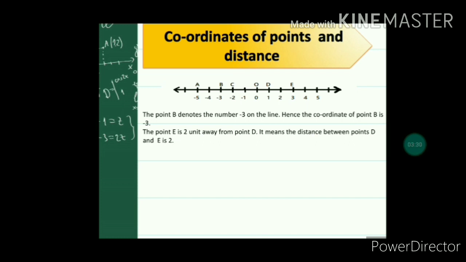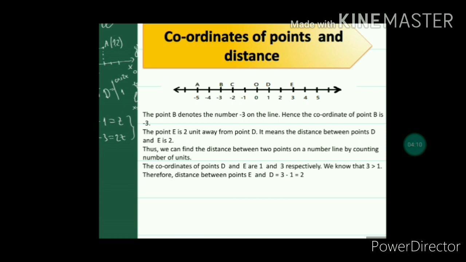The point E is 2 units away from the point D. It means the distance between point D and E is 2. The another example is the point A is 4 units away from point C. It means the distance between point A and C is 4. Thus, we can find the distance between 2 points on a number line by counting number of units.